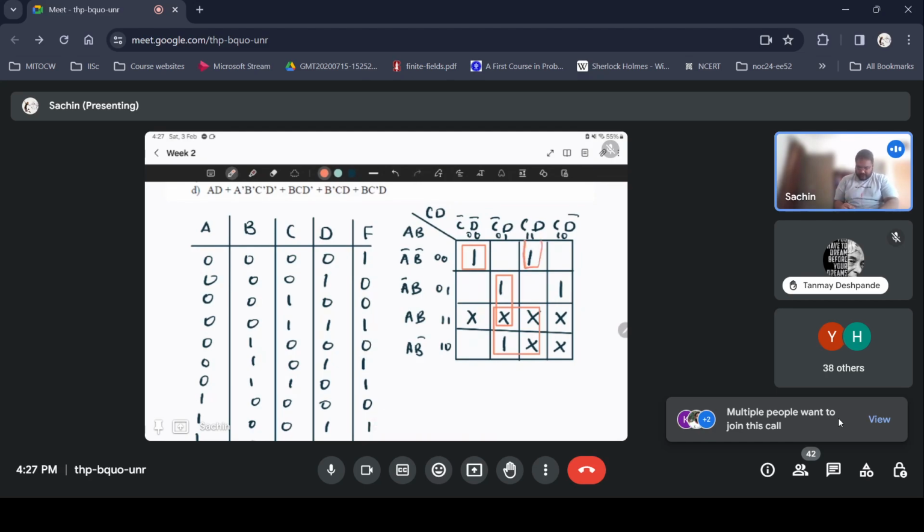This one can be covered by wrapping around like this. So this one and this X are adjacent, so that forms a pair, and then these two form a pair. So there are how many blocks? 1, 2, 3, 4, 5.